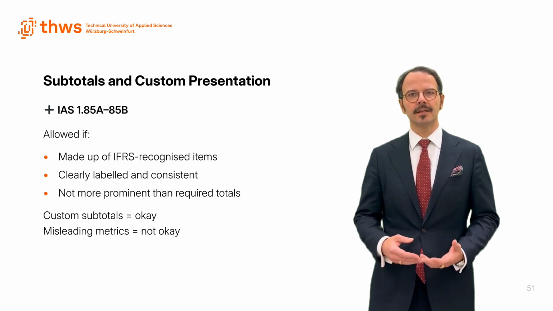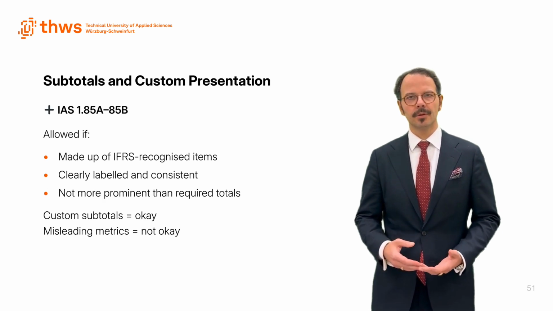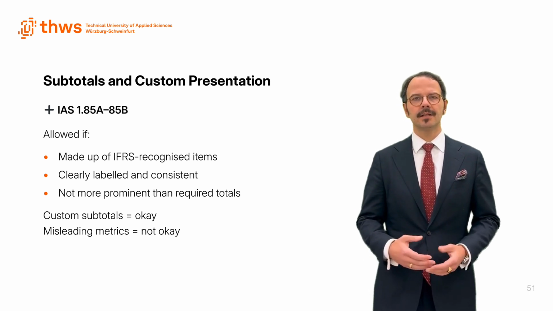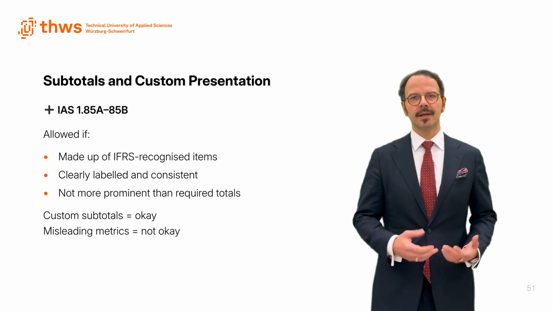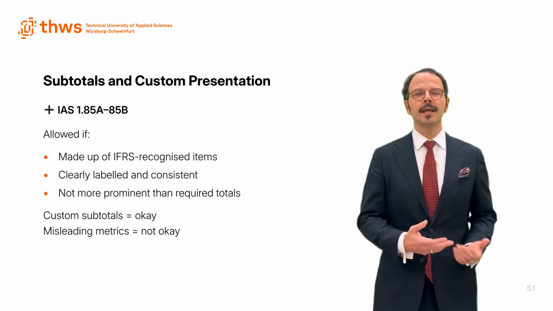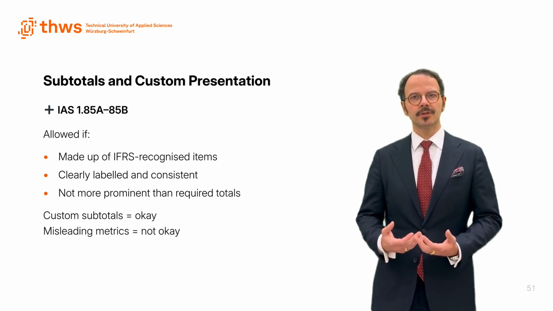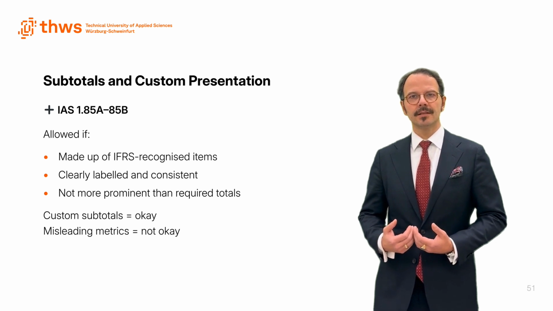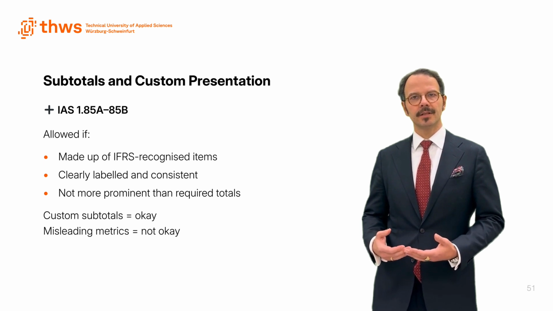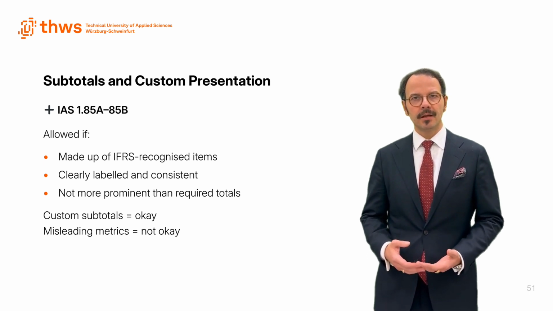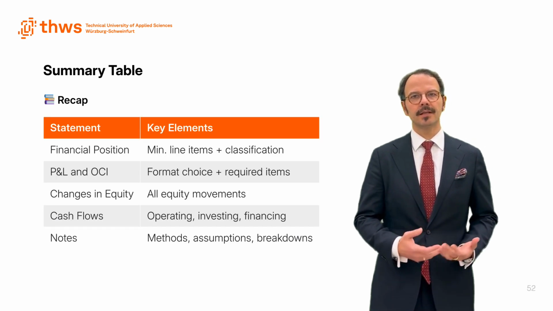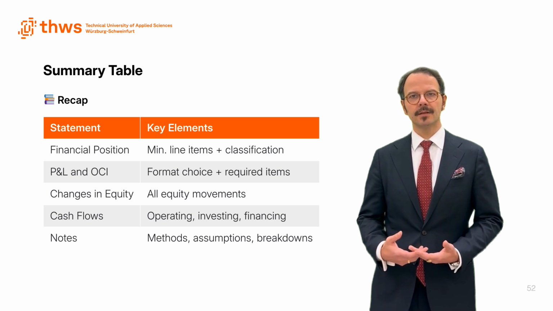Here's where IAS 1 lets you add some flexibility, but with strict boundaries. You can present subtotals or custom line items if they're made up of IFRS recognized figures, they're clearly labeled and consistently applied, and they're not more prominent than the official IFRS totals. So yes, you can show EBITDA, but you can't turn it into the star of the show, especially if it hides costs or misleads users. Transparency always comes first. Let's recap the main content and structure rules from this chapter.